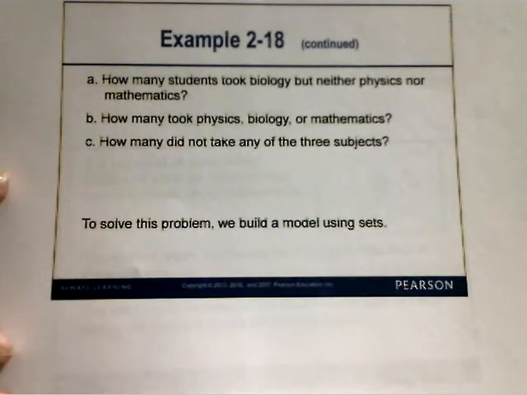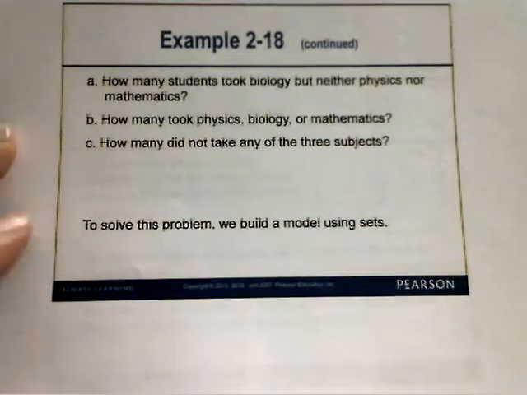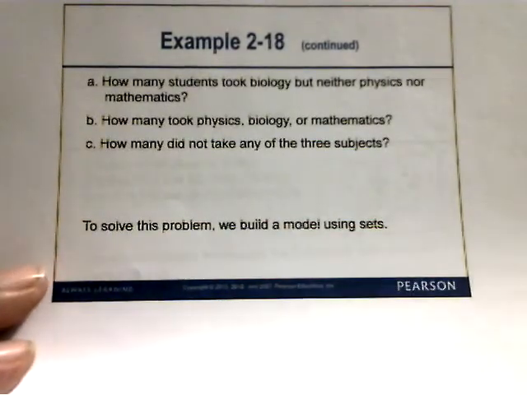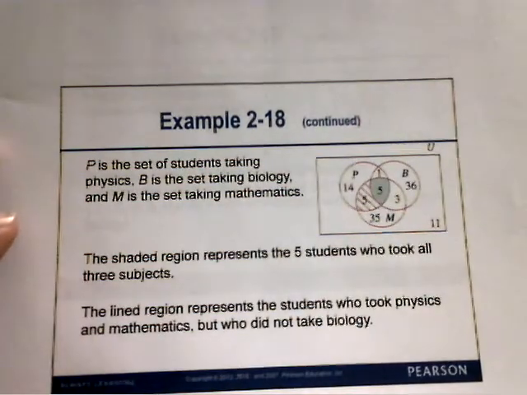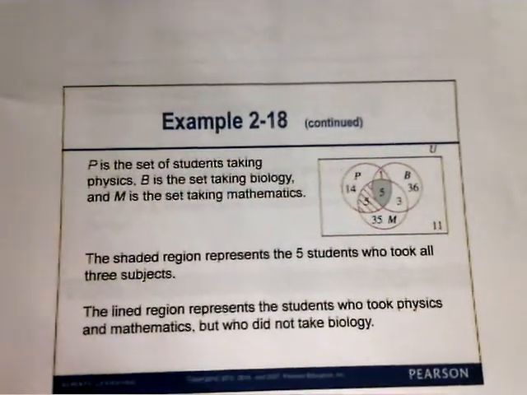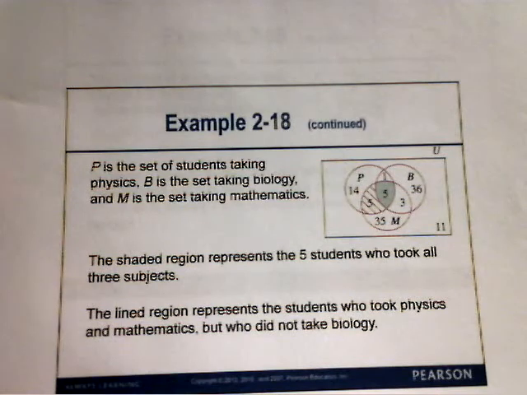How many did not take any of the three subjects? Okay, so here we're going to build a model using sets, or in this case a Venn diagram. Now P is going to be the set of students taking physics. B will be the set of students taking biology. M is the set of students taking mathematics.